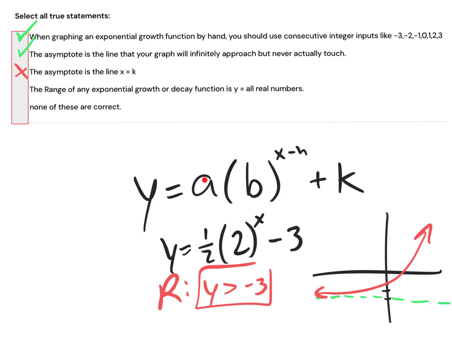And that technically depends on your a value. If it's positive, it's above your asymptote. If it's negative, if the a value is negative, it's below your asymptote. So this one did require some explanation. I apologize. So yes, this one is not correct either. So only the first two were correct.